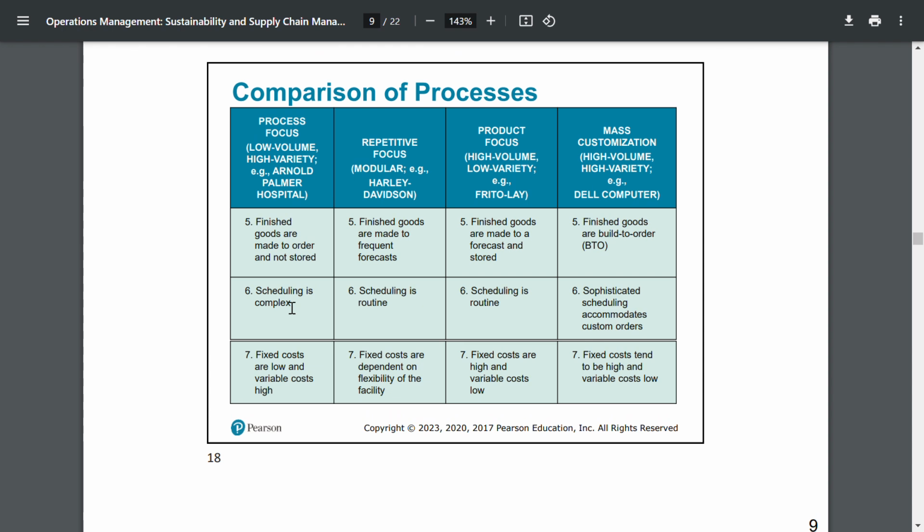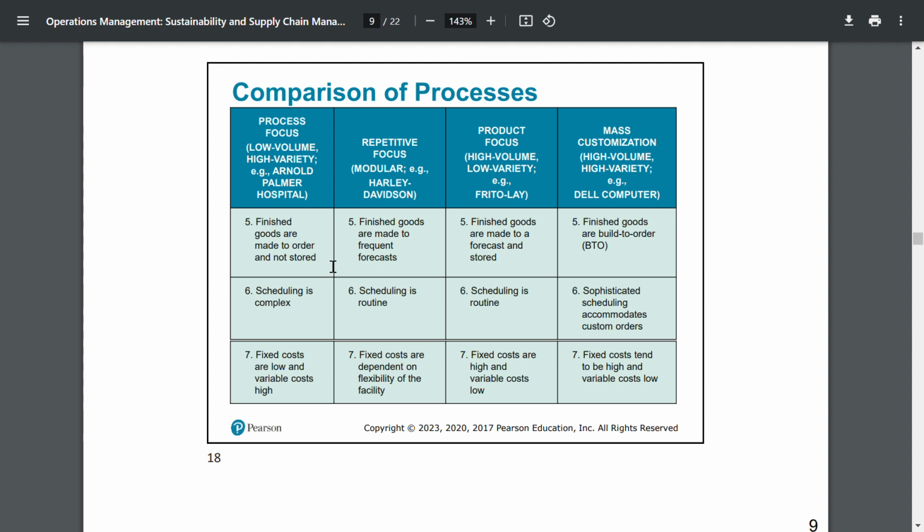For the process focus, we have finished goods that are made to order and not stored. So the goods are finished and made to order, not to be stored, immediately delivered. The scheduling is a bit complex for the process focus, since we are producing different units depending on the demand, and whenever they are ordered, we just produce it and sell it. For that, the scheduling is complex. And then for the costs, they are fixed cost and low. And sometimes the variability of the cost is high. So yes, the costs are fixed and low, but the variability is high.